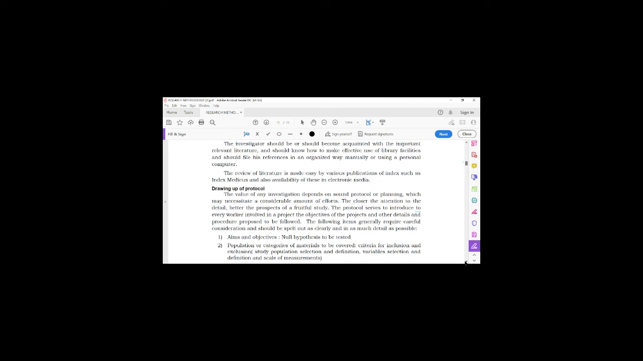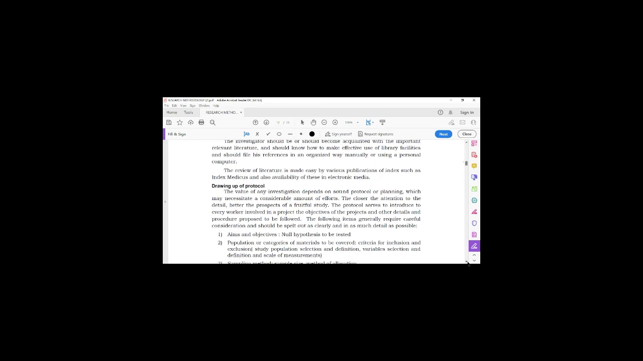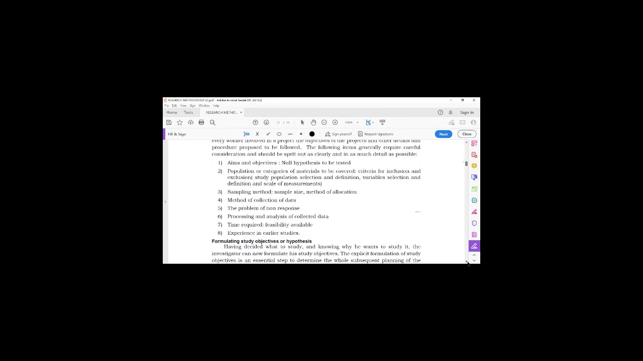The null hypothesis has to be tested. It has to be framed. The population has to be identified. The variables have to be identified and selected. What types of measurement, and how the sampling has to be done. What is the sample size that you have to take? Okay, and which type of method you should use to allocate for sample size collection.